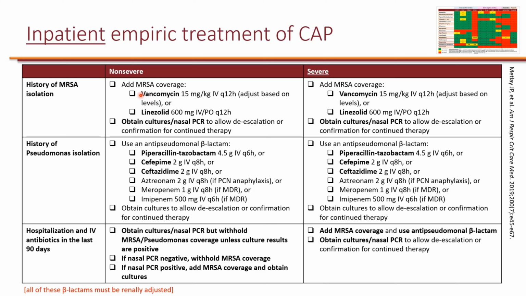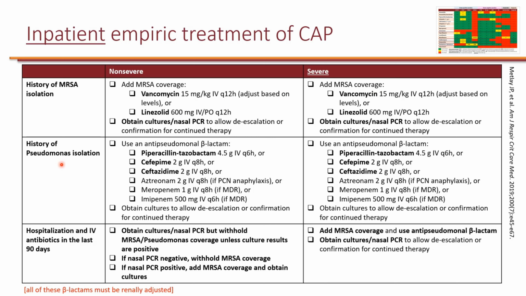Now, they also say that since you are adding MRSA coverage, it's also important to make sure that you obtain cultures, so sputum culture, as well as MRSA nasal PCR, in order to de-escalate therapy, meaning that if you don't grow MRSA, you will discontinue vancomycin or linezolid. Or if you do grow MRSA on the culture, or if the nasal PCR tests positive for MRSA, then you know that you did the right thing and you will continue therapy. That's the same thing for either severe or non-severe.